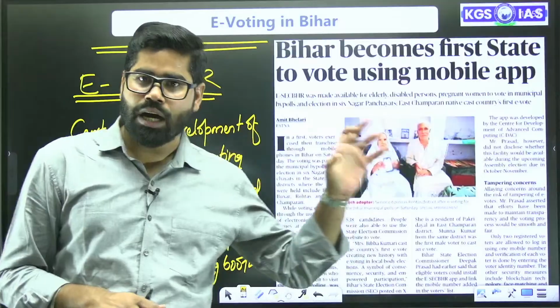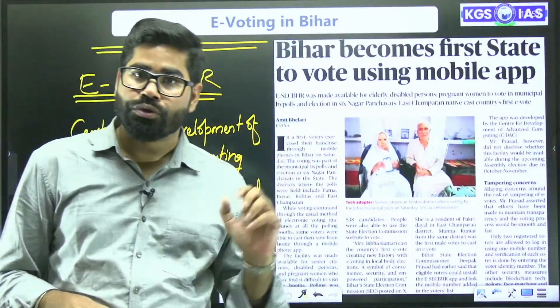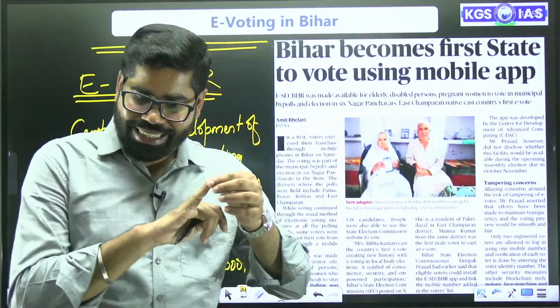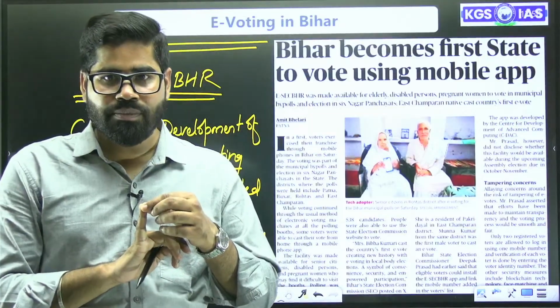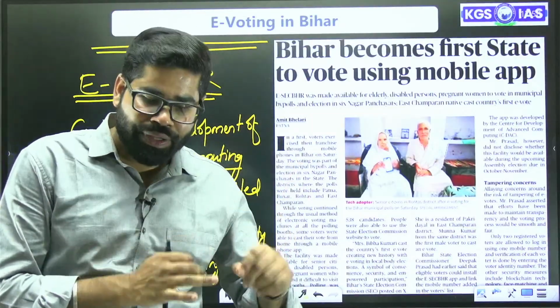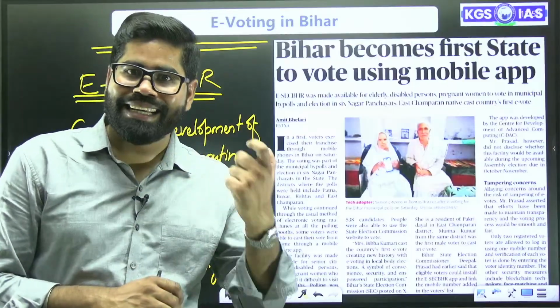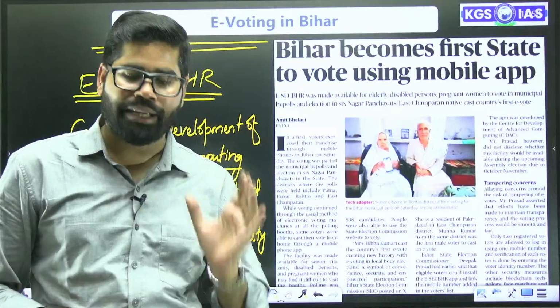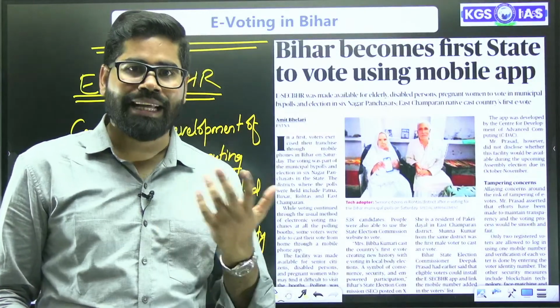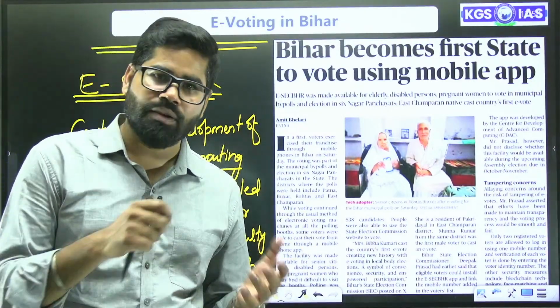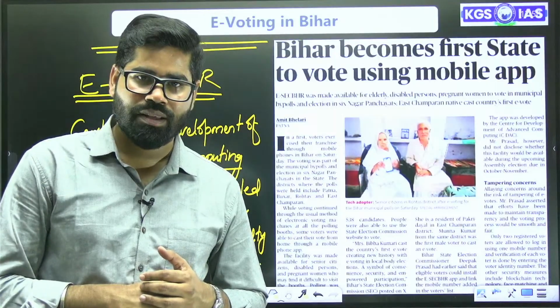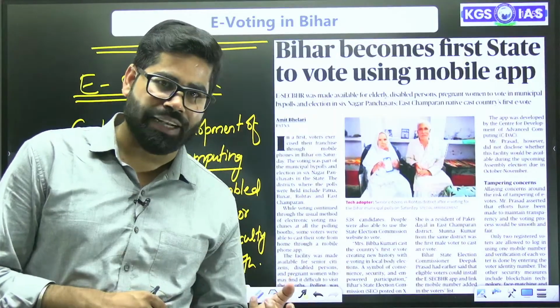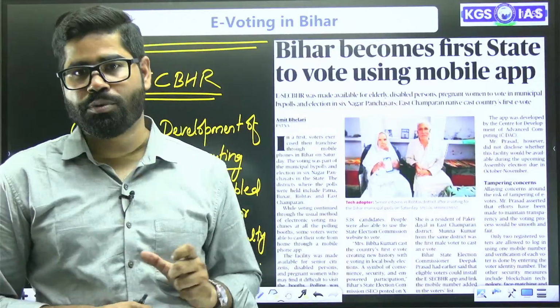So I think now you know that it can be very much useful. It can increase the accessibility. It can increase the convenience of the voter. It can increase the participation. It can provide an opportunity to the migrants also. And there is transparency also because of the blockchain. So there can be multiple benefits of this e-voting option.